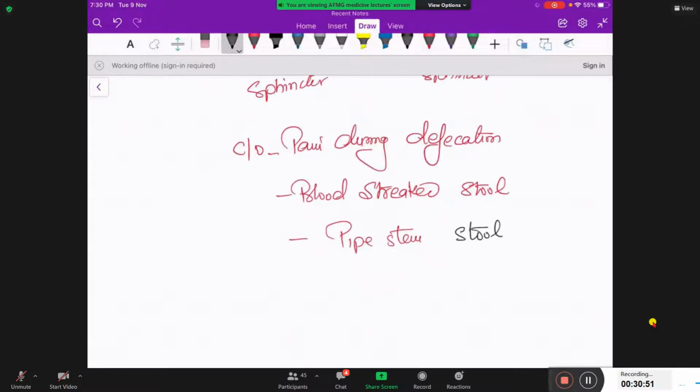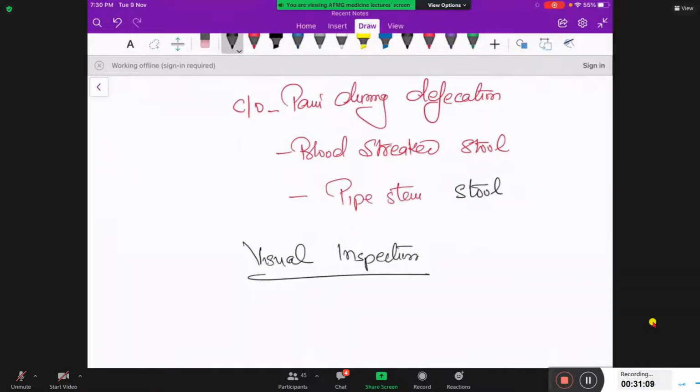And pipe stem means thin pipe-like stools, right? And diagnosis of this condition is established on visual inspection. Visual inspection of the anal verge, not the patient. Patient will look constipated, but the diagnosis will be through visual inspection of the anal opening. And rectal examination is absolutely contraindicated. If you have any sports to settle with the patient, then only do that.